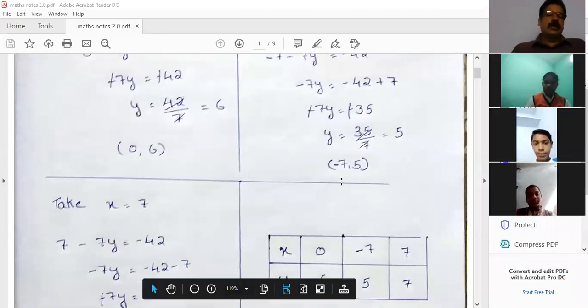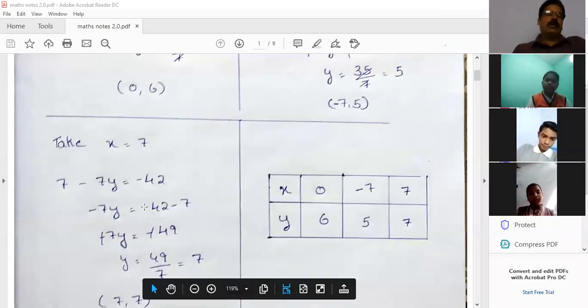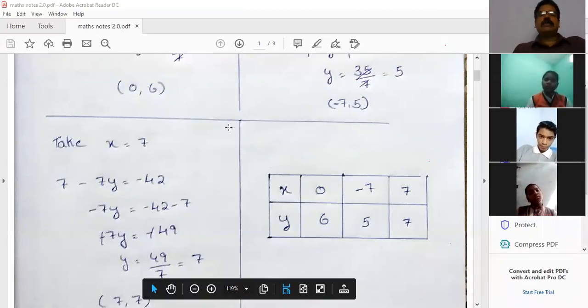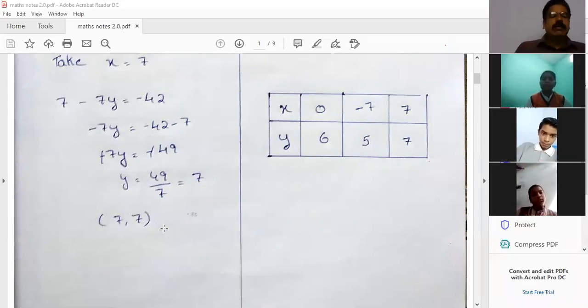And now for the third solution I take x equal to 7. In place of x, I substitute 7: 7 minus 7y equal to minus 42. Minus 7y equal to minus 42 minus 7, since transposing to the RHS it becomes minus. So minus 7y equal to minus 49. Therefore, y is equal to minus 49 by minus 7, so y is equal to 7. Now the solution is (7, 7).